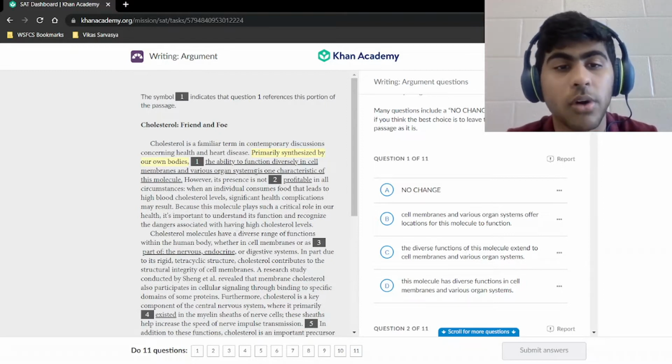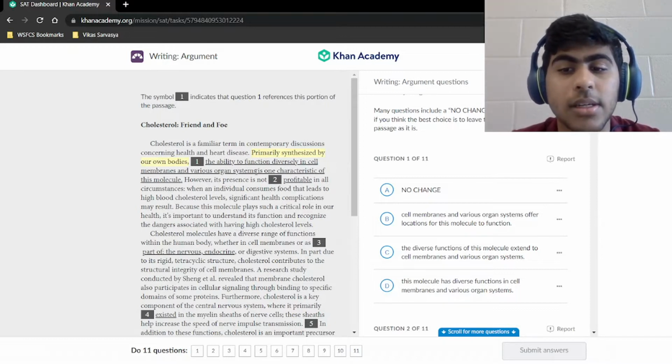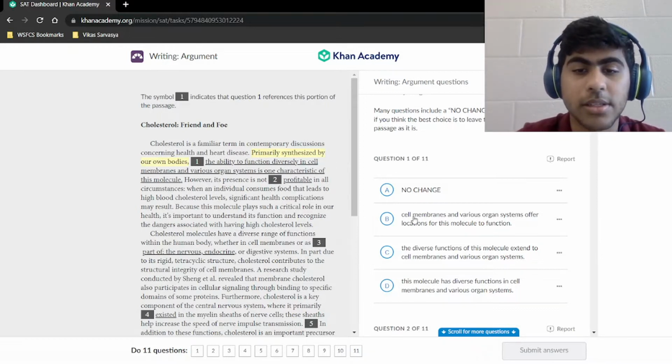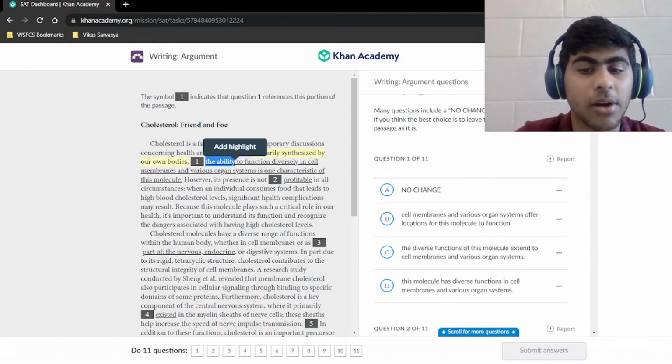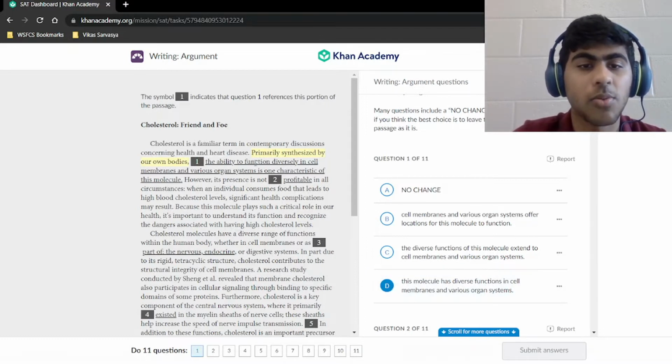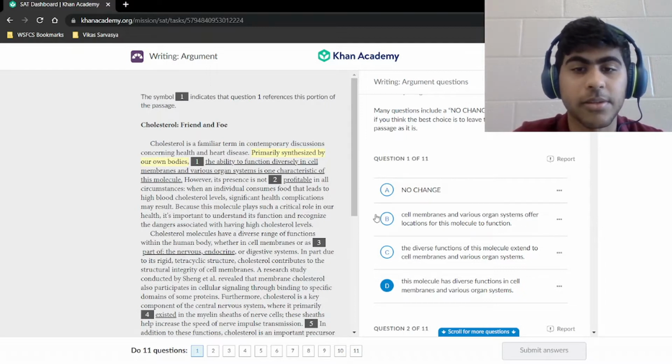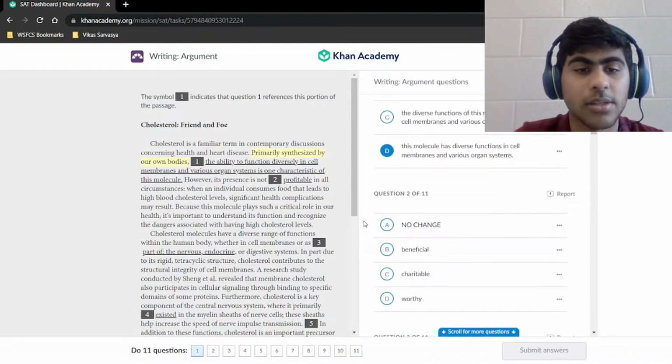That's how modifiers work. Now, the ability to function is not the one synthesized by our own bodies. The cell membranes and various organ systems right here are not synthesized by our bodies. The diverse functions are not synthesized by our bodies. The molecule is synthesized by our own bodies. So since we have the molecule synthesized by our own bodies, this first word here has to be the molecule, which is answer choice D. The molecule is the one that's primarily synthesized by our own body. That's a misplaced modifier question. Go on to our next question, number 2.